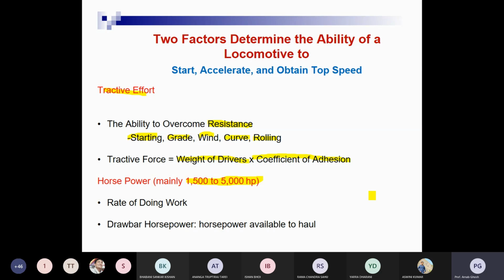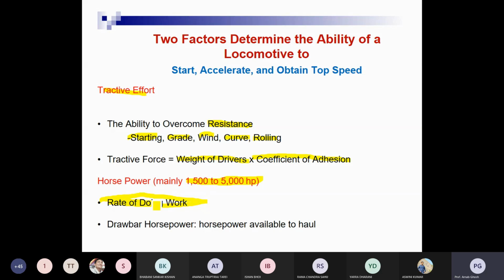Rate of doing work: how much time it will work. So duty is important: continuous duty, intermittent duty, or short term duty. Normally it is designed for continuous duty. Basically, the locomotive should be designed for running conditions, all the time it should work, so it is designed for the duty.